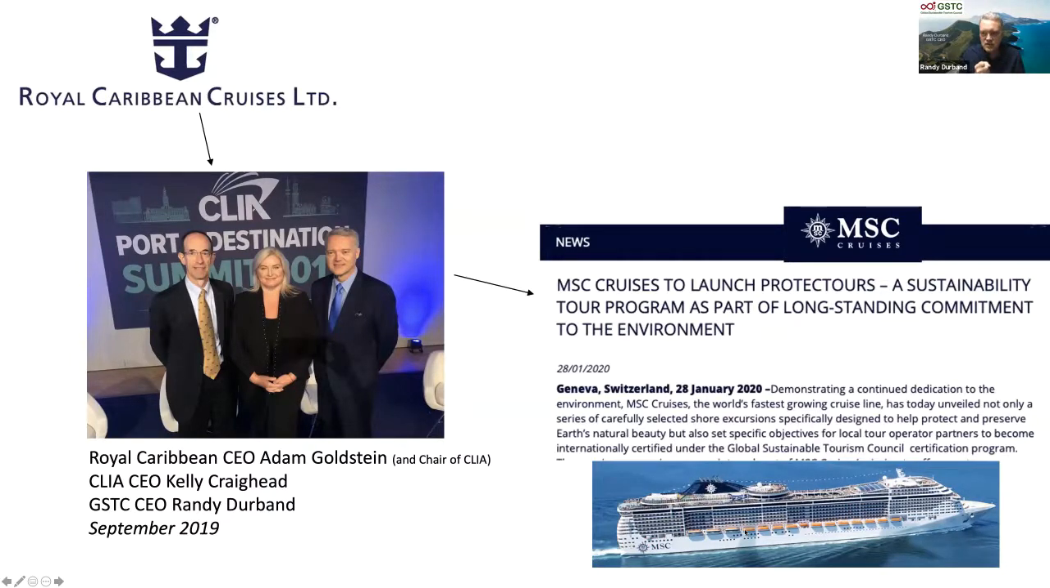That DMC that services Royal Caribbean on a Tuesday, do you think on Wednesday and Thursday they're acting less sustainable with other clients? No, they've altered their business practices. This is tremendous power, and it has exponential power. And now Kelly Craighead, the CEO of CLIA, is very excited about doing this as collective action to increase their profile as an industry. Very, very powerful model.